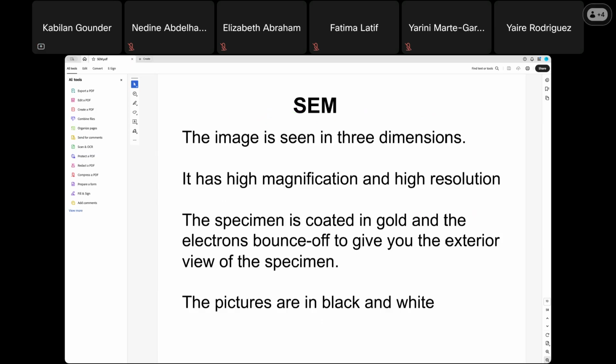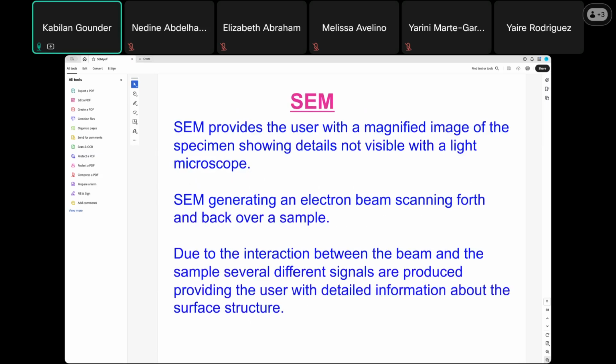In the scanning electron microscope, the image is seen in 3 dimensions. It also has high magnification and at the same time high resolution, so that you get a clear image. The specimen is coated in gold and the electrons bounce off to give you the exterior view of the specimen. So the electrons will go and hit the samples and bounce back. That will give you the topography of your samples. Always the electron microscope image is in black and white. Do you know why? Because it uses electrons as the source, not light.